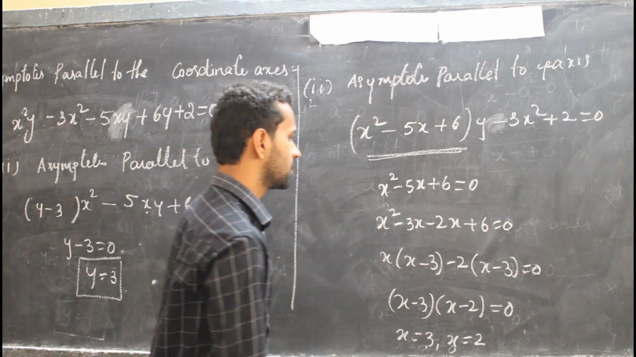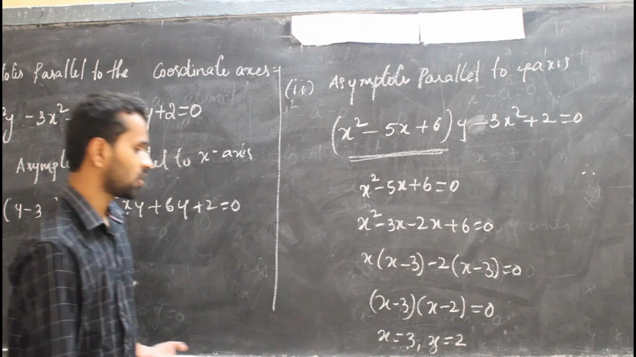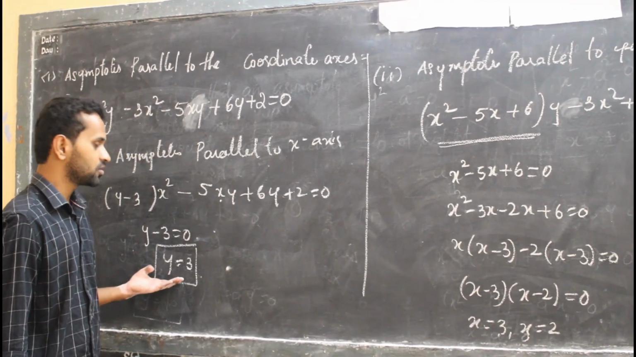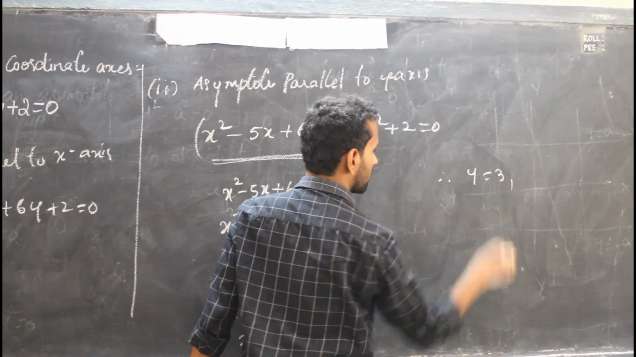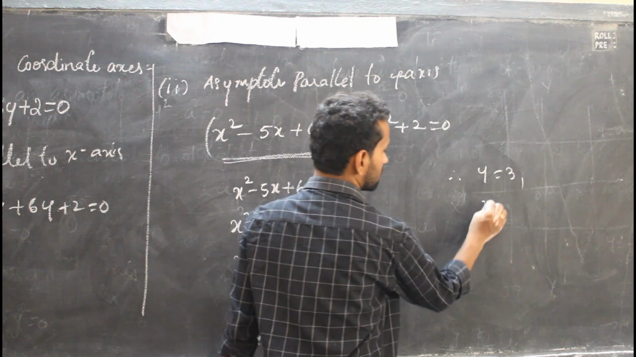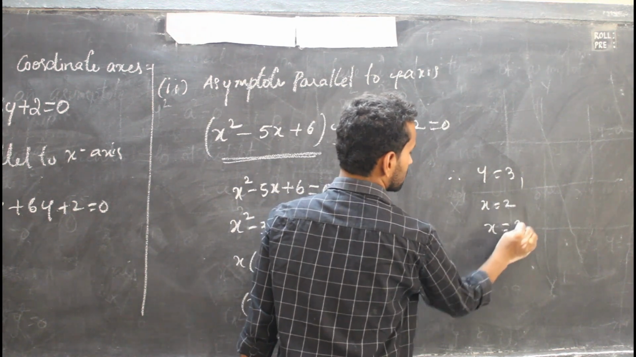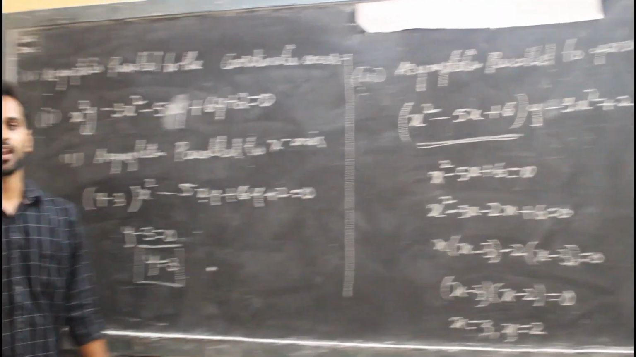Therefore, we got totally 3 asymptotes now. One is parallel to the x-axis, that is y equal to 3, and the remaining 2 are parallel to the y-axis, that is x equal to 2, x equal to 3. So this way we can find the asymptotes which are parallel to the coordinate axis.